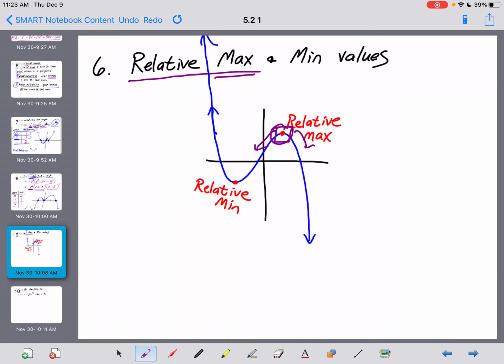And then we've got a relative minimum, which occurs at this point right here. It's not the lowest point on the entire graph because there are points here and here and here that are going to be lower than that. But this point right here is a relative minimum because it's lower than the points immediately around it on either side. Okay, so that's what we mean by a relative min and a relative max.